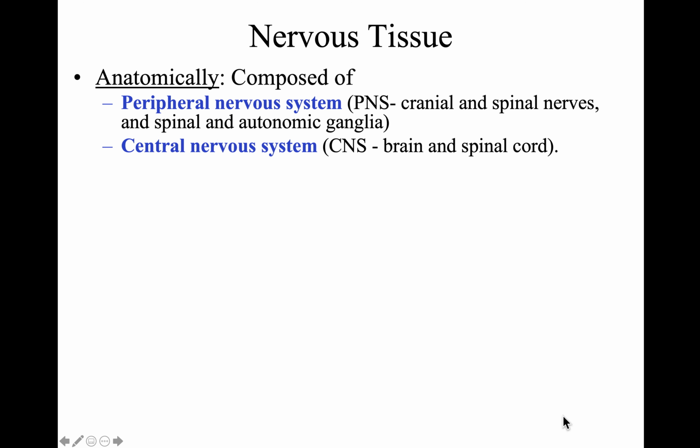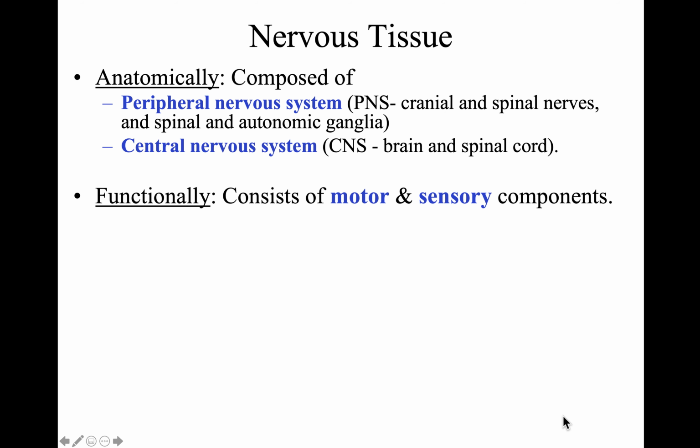The nervous system anatomically is composed of two portions. We have the peripheral nervous system and the central nervous system. The central nervous system consists of the brain and the spinal cord, whereas the peripheral nervous system consists of the nerves. And we have two types of nerves. We have nerves that emerge from the base of the brain, which we call the cranial nerves, and mostly supply the structures within the head. The other nerves that emerge from the spinal cord are the spinal nerves.